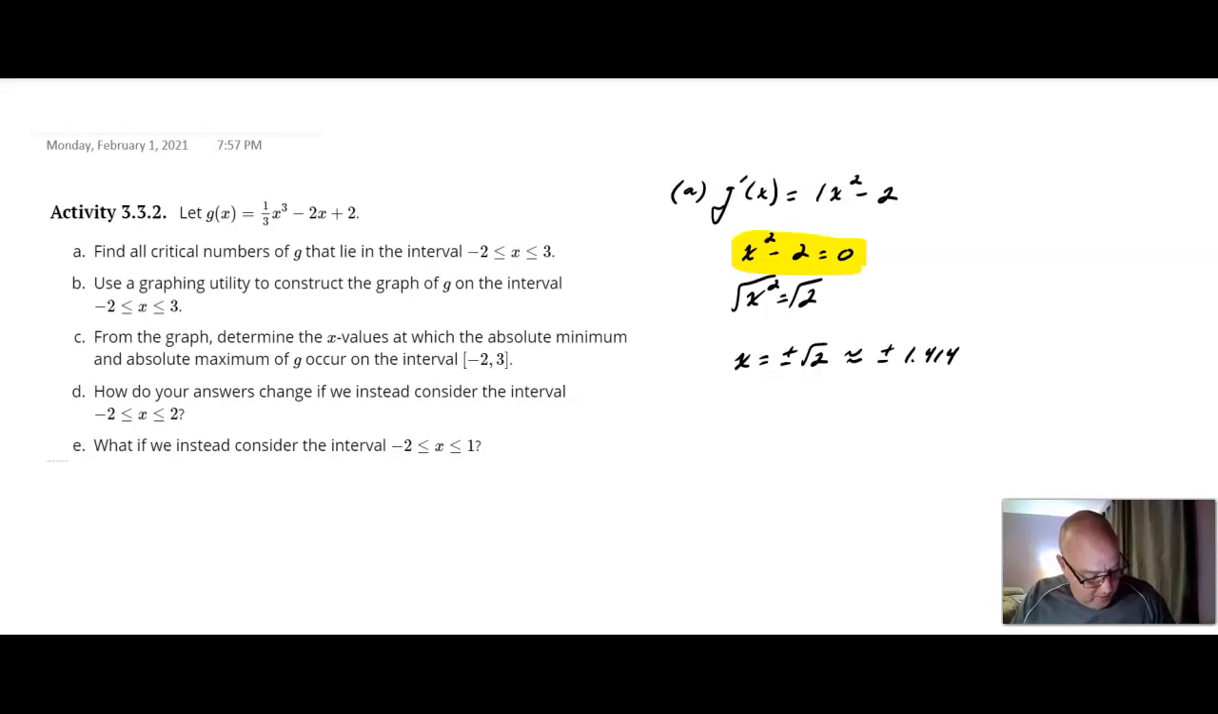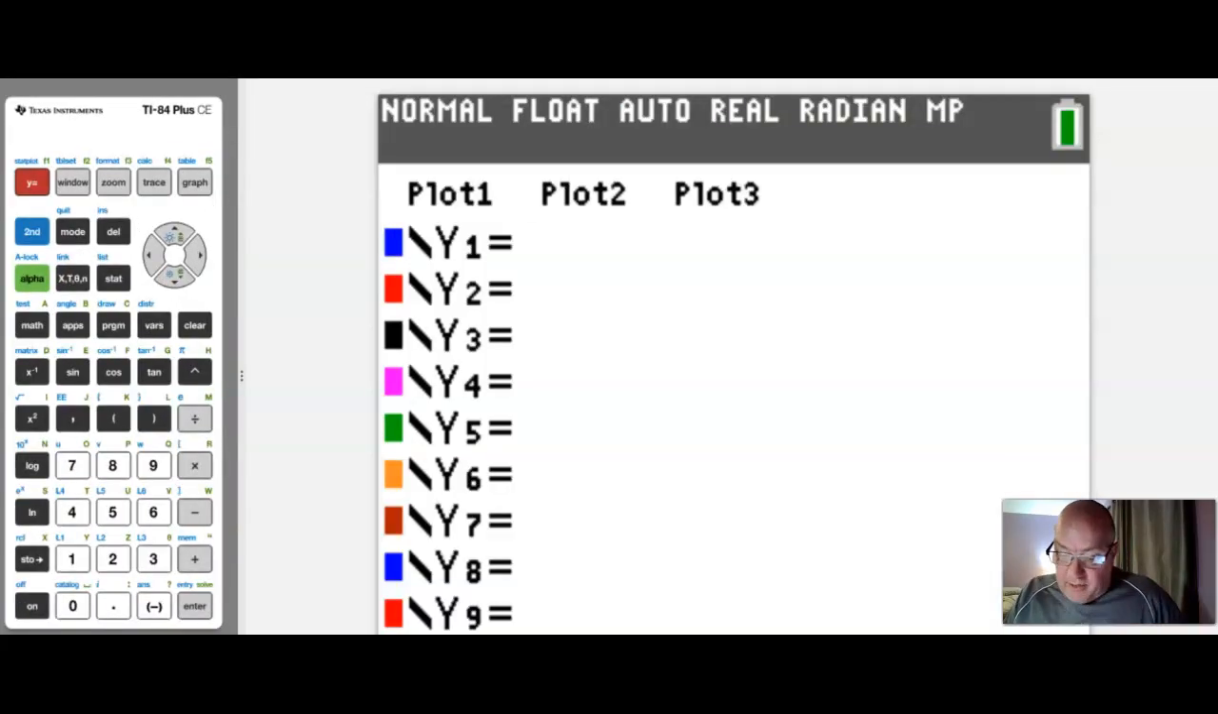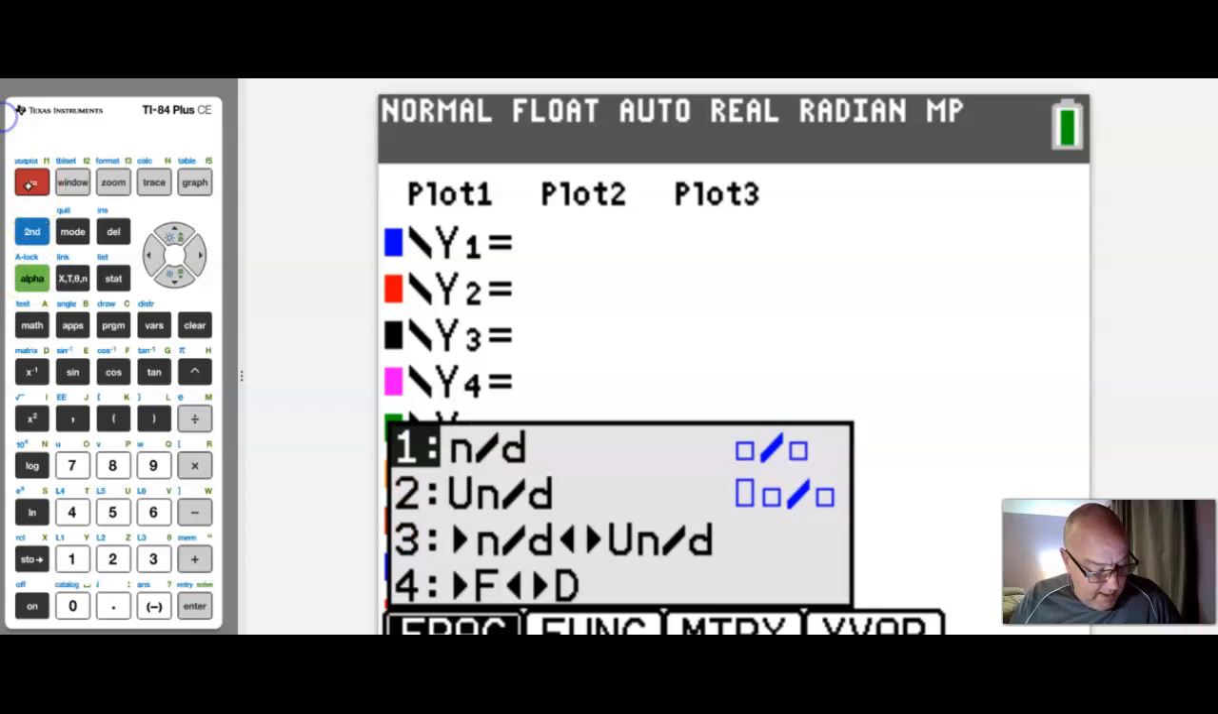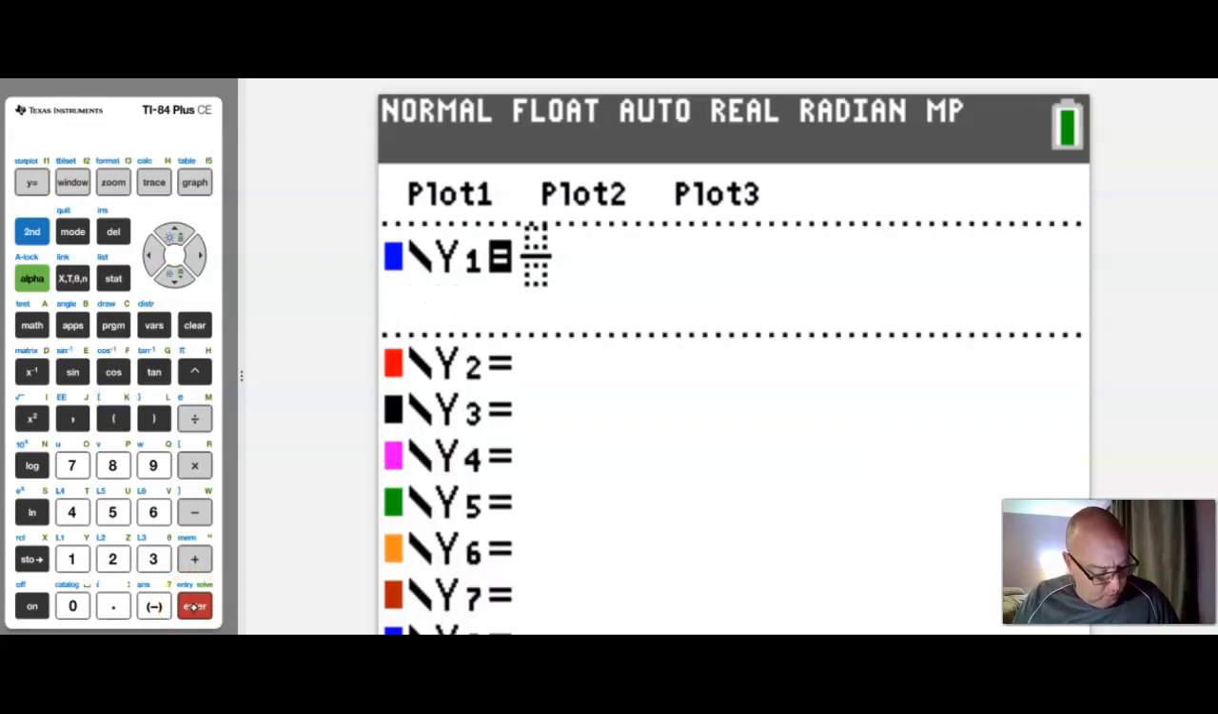Now it says using a graphing utility for part B, construct a graph of G on the interval from -2 to 3. Okay, so notice how they put a fraction here, 1/3. I just want to review with you how to do fractions on your calculator. It's been a while since we've done that, but if you hit alpha y equals, then you're going to see the ND, numerator denominator, show up. So we can type in 1/3.